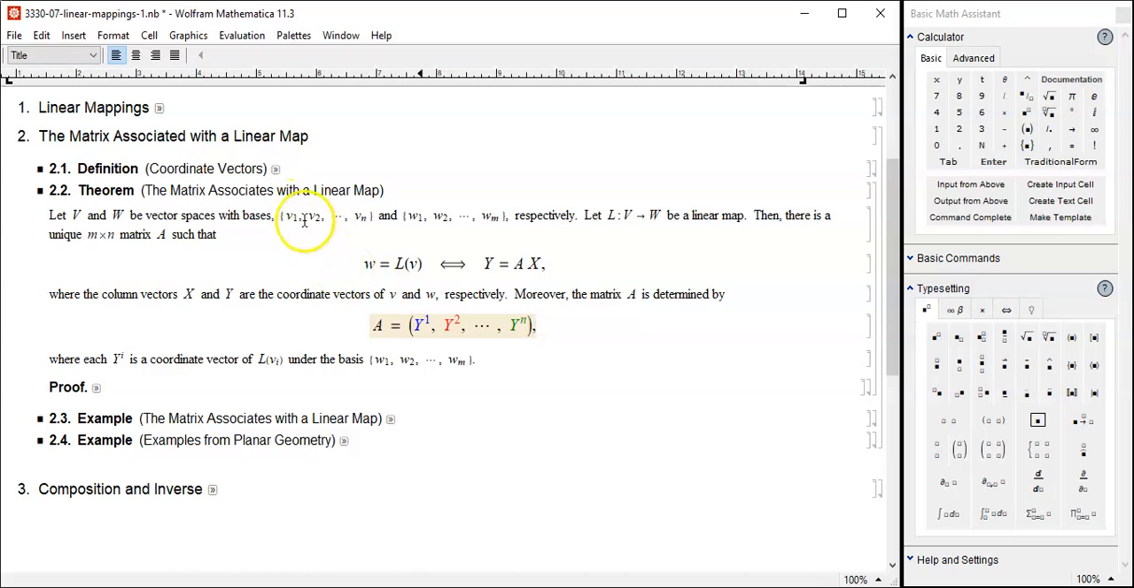And let's see. V1, V2, all the way up to Vn are sent to L of V1, L of V2, L of V3, all the way up to L of Vn, but those coordinates are y1, y2, y3, all the way to yn, and those go to columns. Okay, that's a formula, and that is going to be far more important for most of the students.